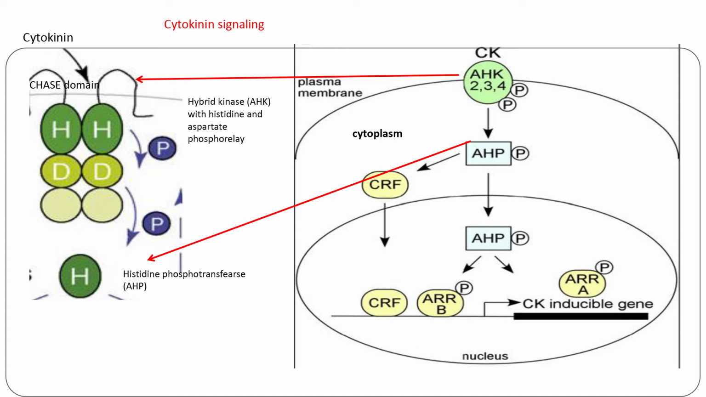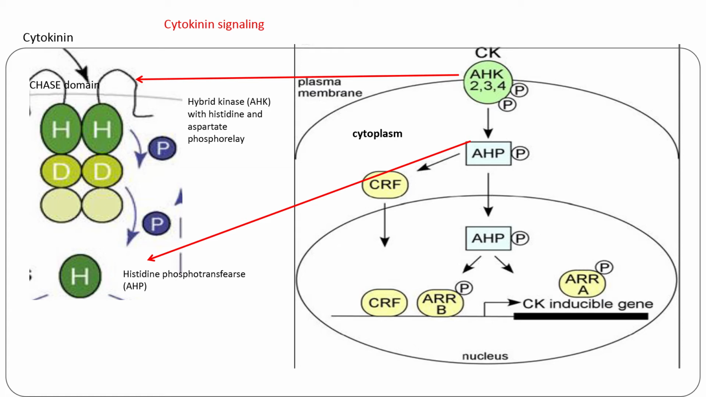Besides the type B ARR regulated cytokinin responses, phosphorylated AHP can activate transcription factors called cytokinin response factors or CRFs by phosphorylating them.